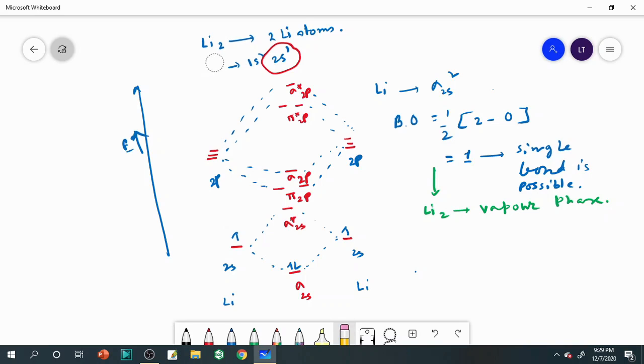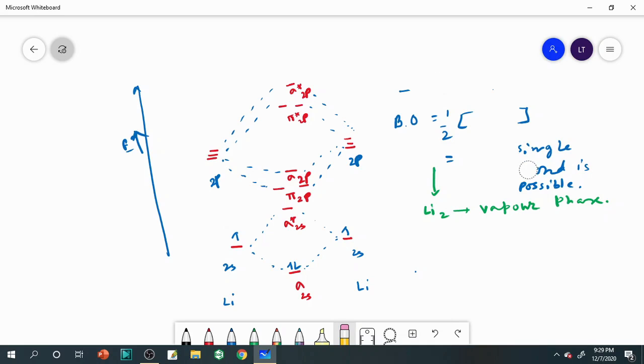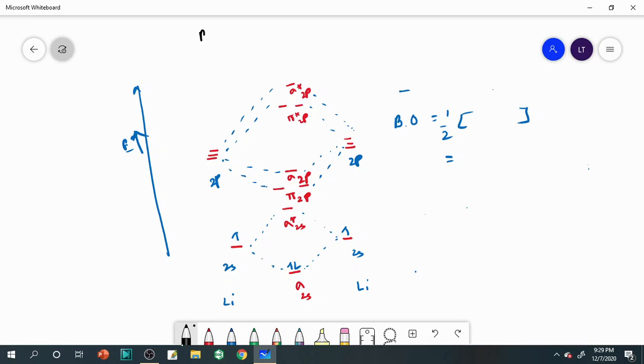Next molecule will be, I am erasing these, and the remaining structure will remain the same. In your note you will draw another picture. I am not drawing it again and again. I am just erasing lithium and other things which will not be required for the discussion of the next molecule. And the next molecule, of course, you can guess, after lithium it will be beryllium.